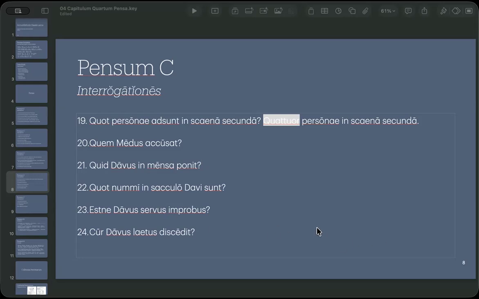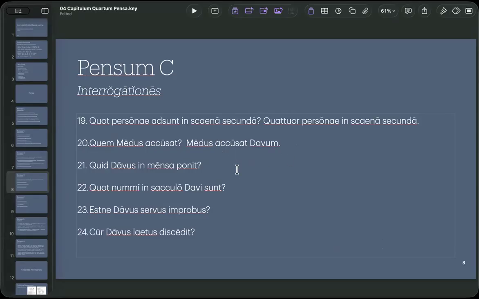Oh yeah, number and adjective. Yeah, I guess it's both. Okay, remember that in the future. Quem medus accusat? Medus accusat davum. Yes. Medus accusat davum.